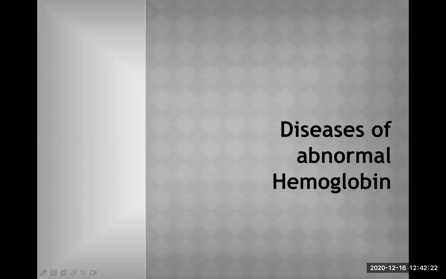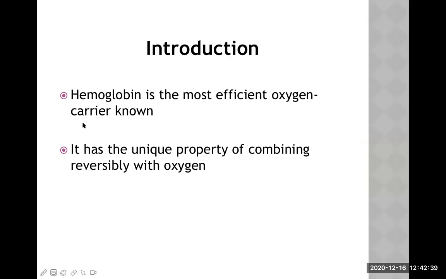Now with this discussion, let me start a very important topic under hemolytic anemia, that is diseases of abnormal hemoglobin. And I'm going to talk about 2 important conditions here. One is sickle cell anemia, another is thalassemia. Now, see there, hemoglobin is the most efficient oxygen carrier known. There's no doubt about it. This is the function of hemoglobin. It has the unique property of combining reversibly with oxygen.